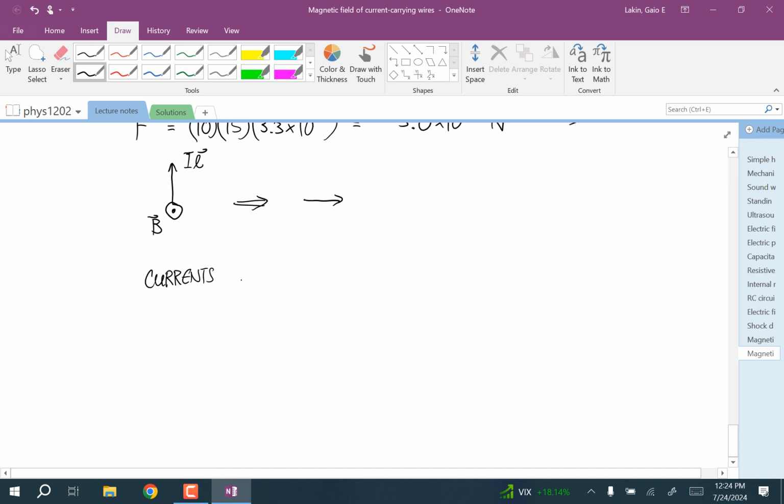So the two wires are being attracted towards each other. And so the take-home message is currents that are directed in the same direction cause an attractive force between the two wires.